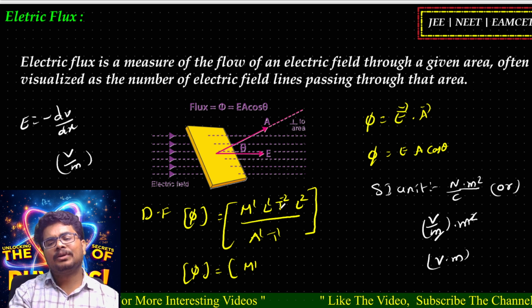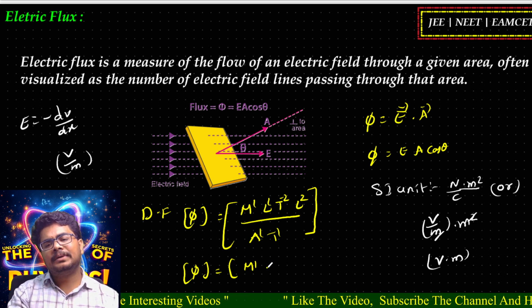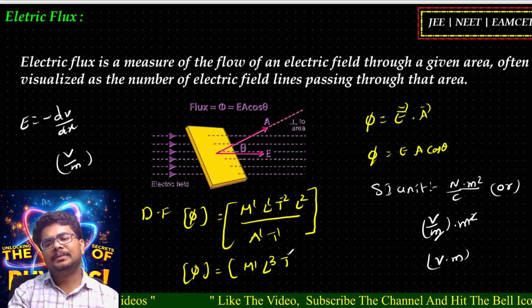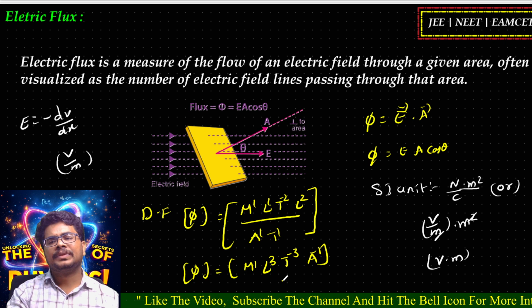Yes, L power 1 to L power 2. L power 1, L power 2, 3 will become L power 3. T power 1, if it goes to the numerator, we get T power minus 3. A power 1 will become A power minus 1, which we got here. Okay, sir, we got it.